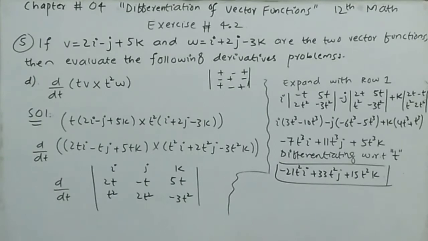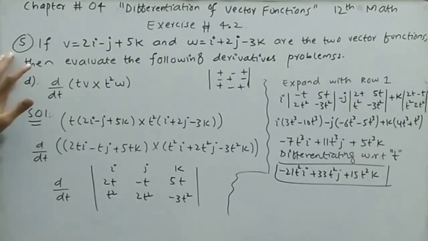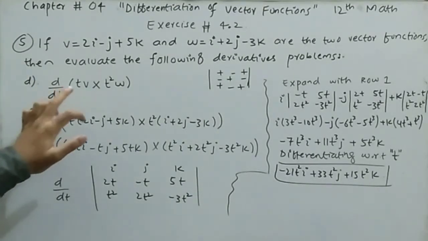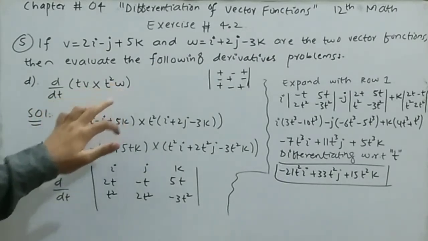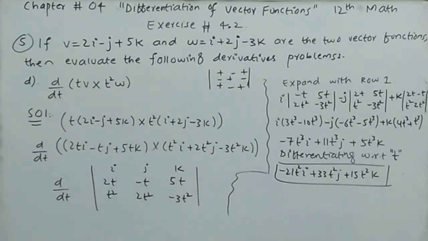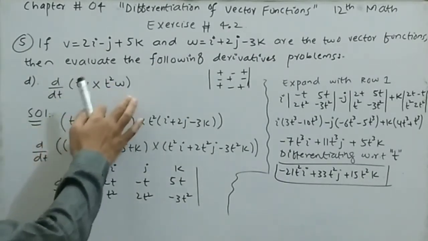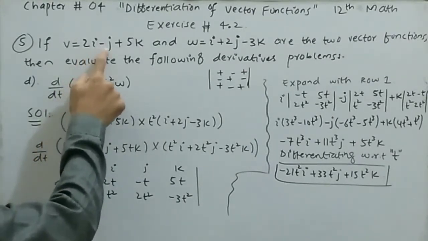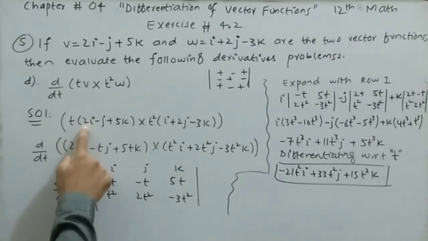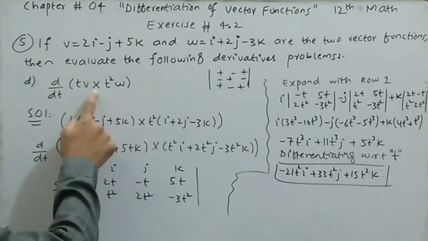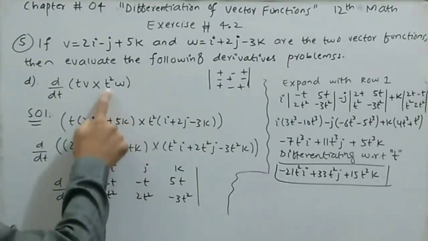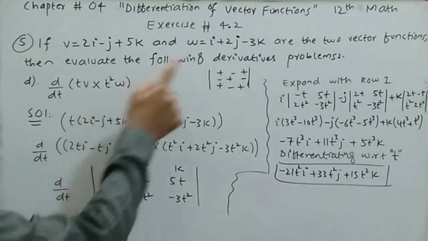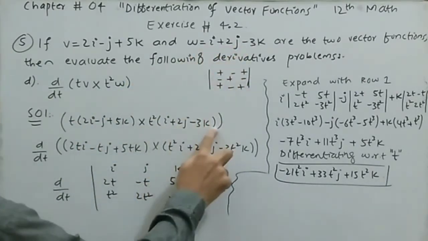Now move to the last part of today's lecture, and the last part of question number 5, part number D. Find the derivative of t v cross t squared w with respect to t. So first we are going to simplify t v cross t squared w. So t will come down as it is, our v is 2i minus j plus 5k, put over here, so it becomes 2i minus j plus 5k. After this we have a cross product, and after this we have t squared into w. W is i plus 2j minus 3k, put over here.